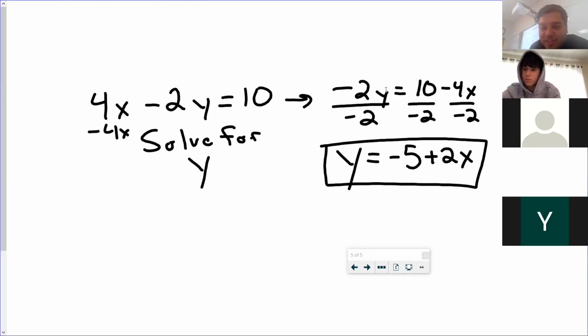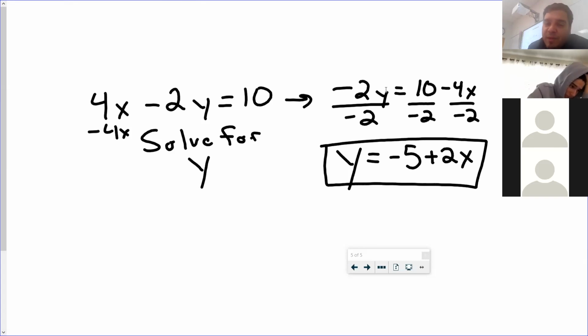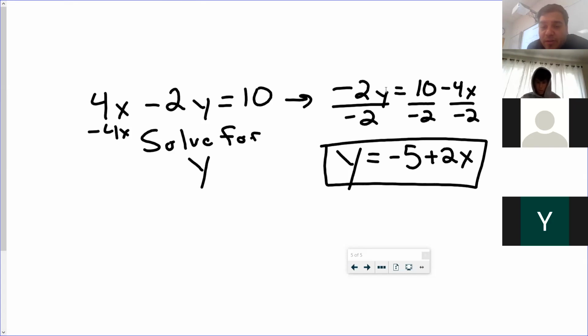Daniel, you have two plus signs. Gabby, good. Don't forget the y equals when you actually write the answer. That's really important.